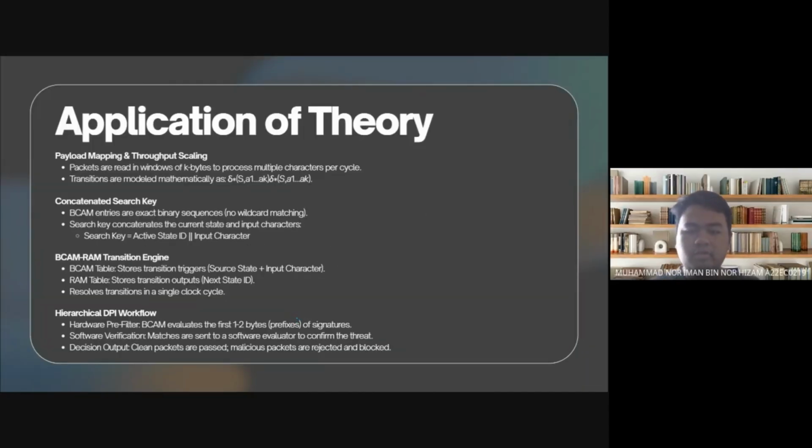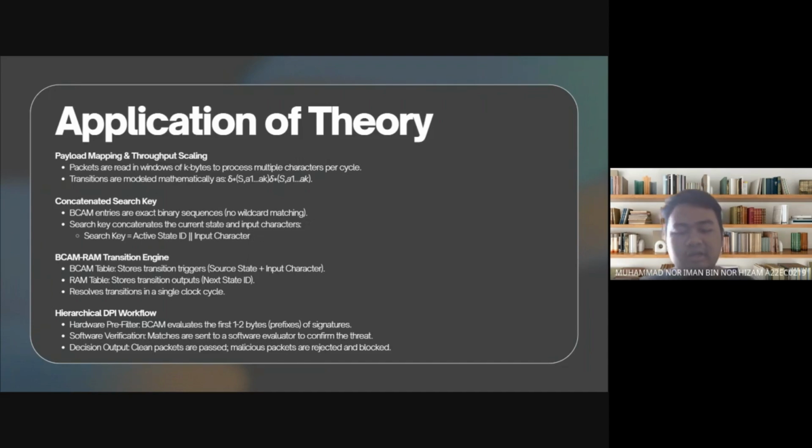Good day, everyone. Today I will present Chapter 4, Application of Theory, which explains how we implement the NFA pattern matching engine in hardware. To achieve gigabit scanning speed, the engine reads packets in windows of 4 bytes at a time. The core of our transition engine is a BCAM and RAM memory pair. Rather than using wildcards, we concatenate the current state ID and input character to form an exact search key. The BCAM stores the transition trigger and the RAM stores the next state. This setup allows the hardware to resolve a transition in a single clock cycle.